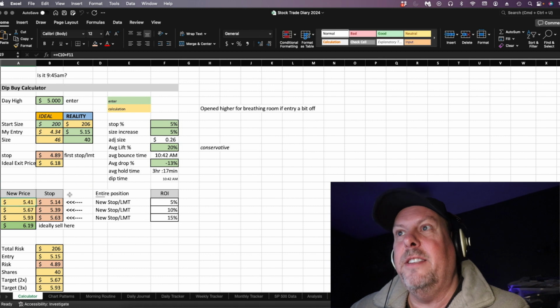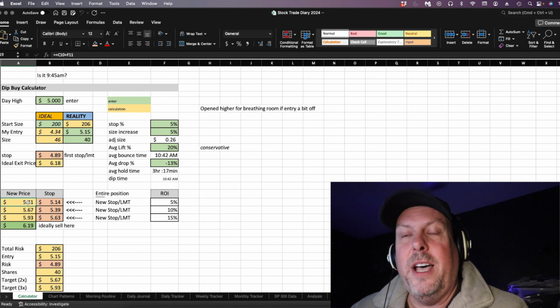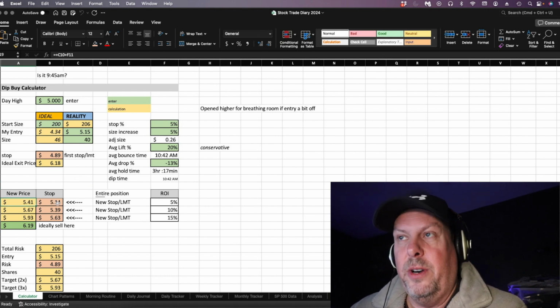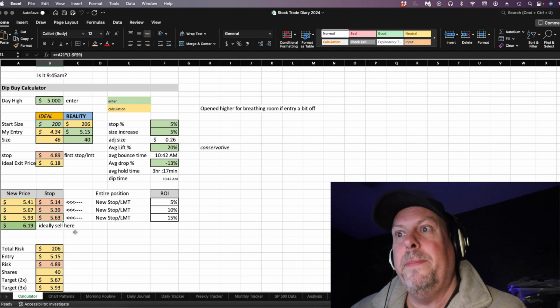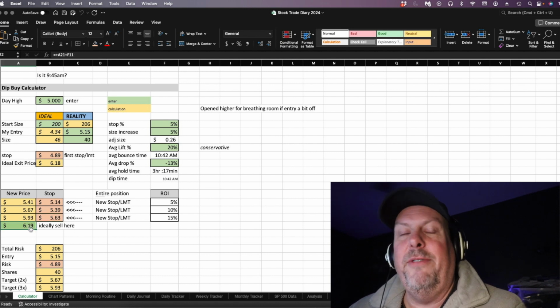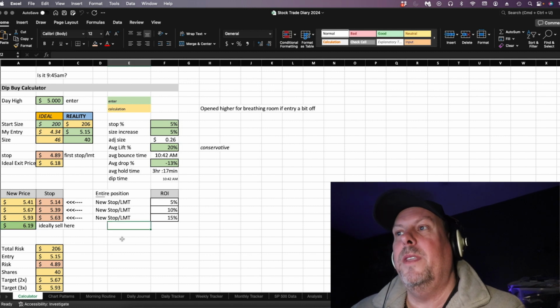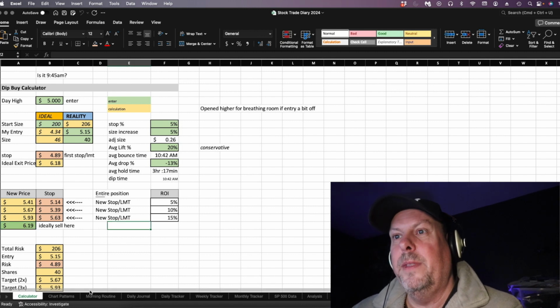And if it gets to 541, which is the next price up, then buy another chunk and increase the stop price to the last entry, which is 515. If it gets to 567, increase the stop to 539, add another chunk. At 593, add another chunk, stop price is 563. And then ideally, if you get the best of all worlds, you've got a really high flying stock, sell at this price. So that's how I use my calculator.